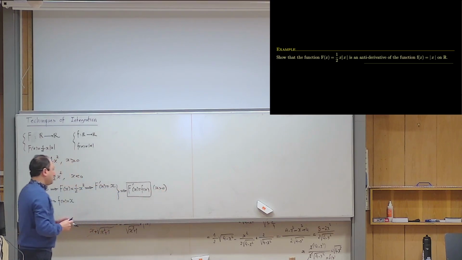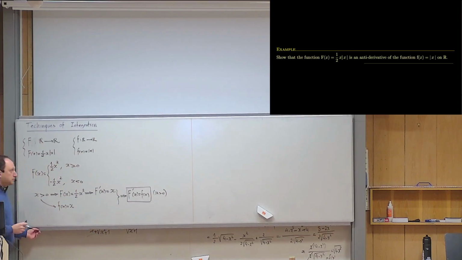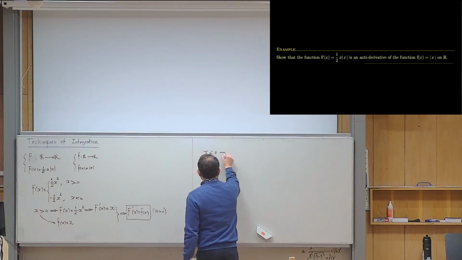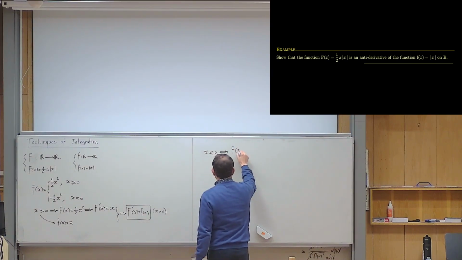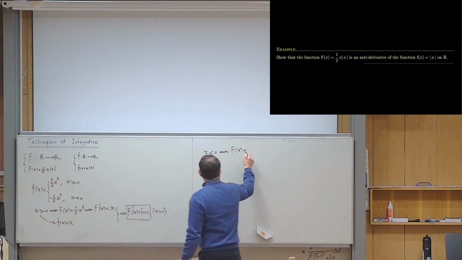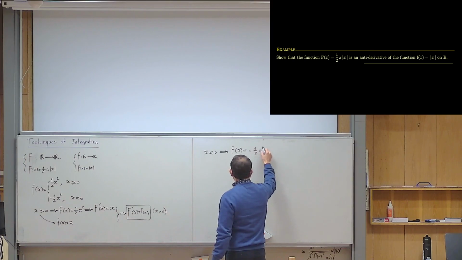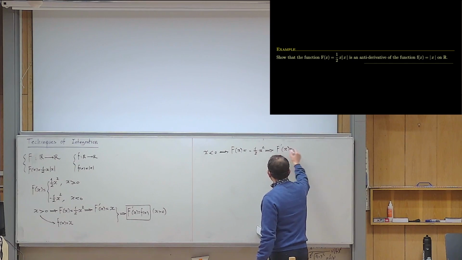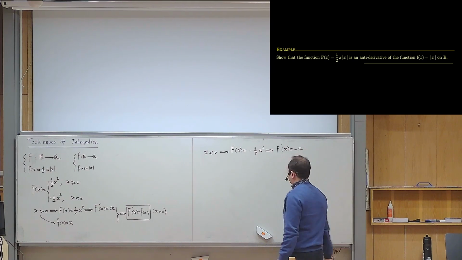Yes? But what happens if x is negative? If x is negative, then what is capital F? If x is negative, capital F is this one. It's -1/2 x squared. So it is not only differentiable, but its derivative is simply calculated to be -x.